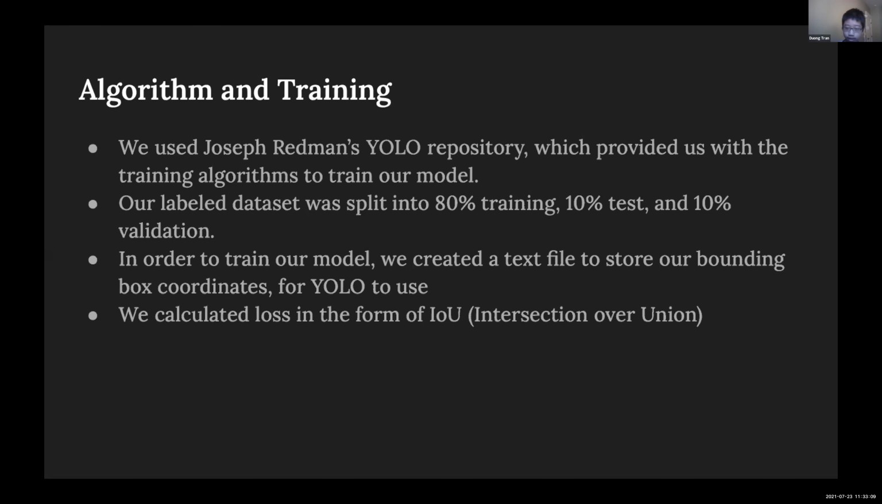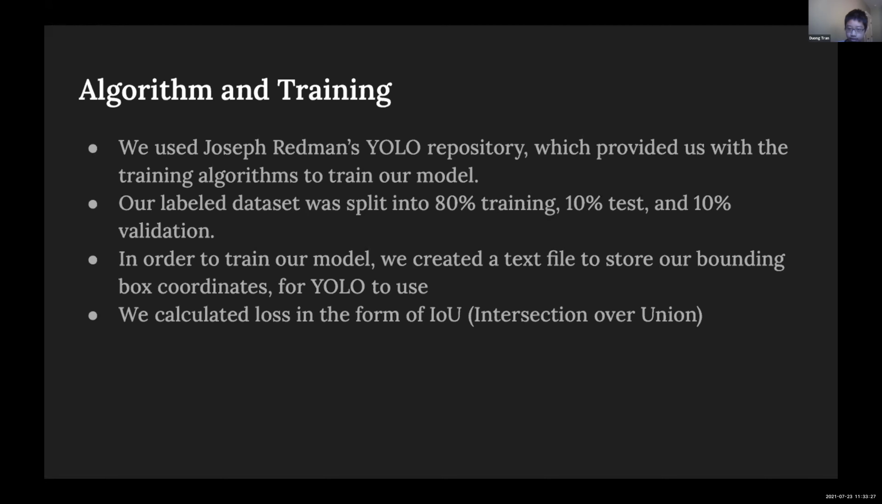For training, we used 80% of our images to train, 10% of them to test, and the last 10% for validation. But before we trained, we also created text files so that we could store our labels and bounding boxes so that YOLO can use them to train.